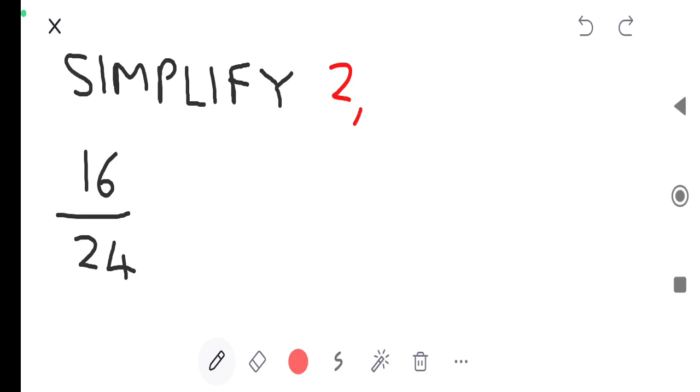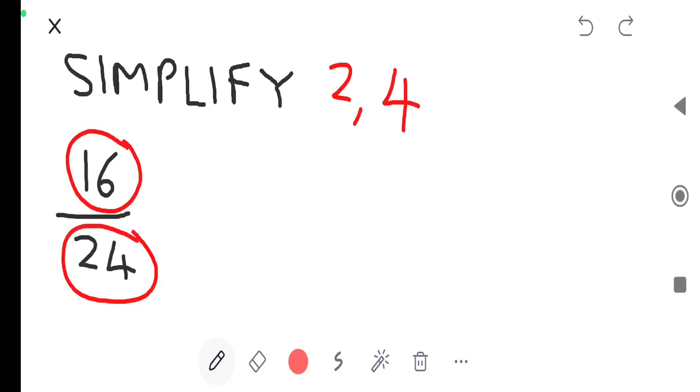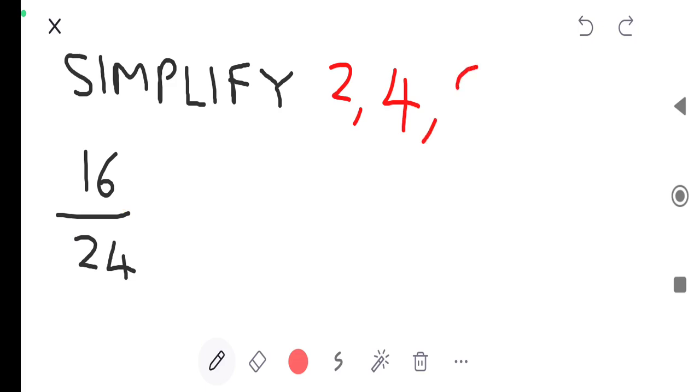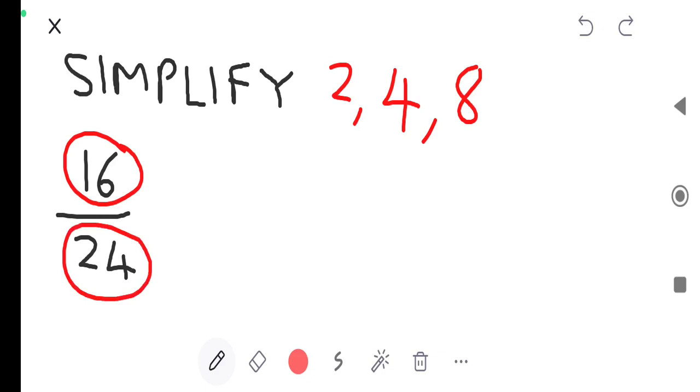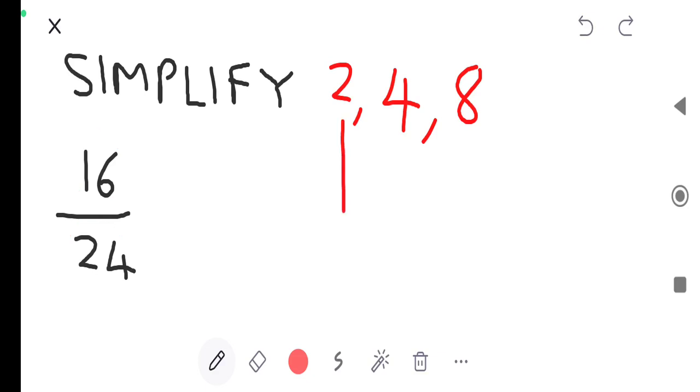Apart from 2, 4 can also divide 16 and 24 because there is 16 on the 4 times table and there is 24 on the 4 times table. 8 can also divide 16 and 24 because there is 16 on the 8 times table and there is 24 on the 8 times table. That means that you can start with any of these 3 numbers.